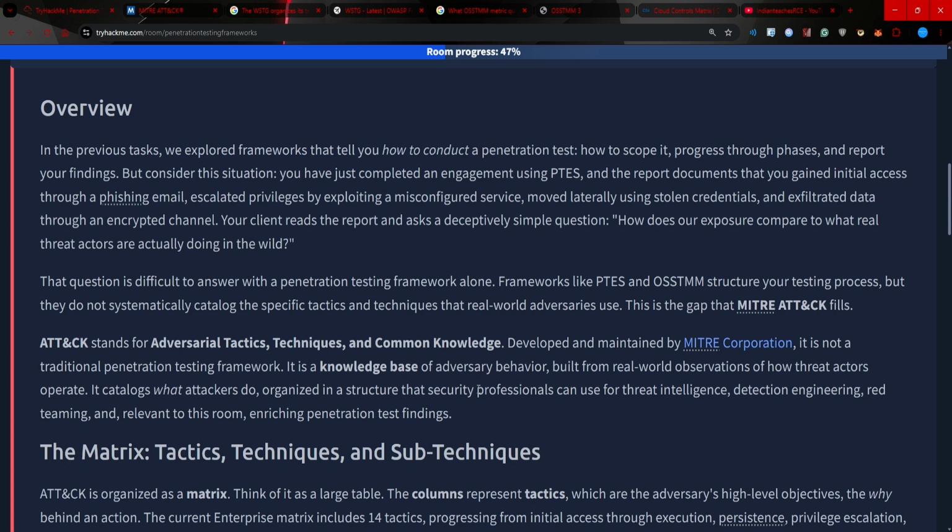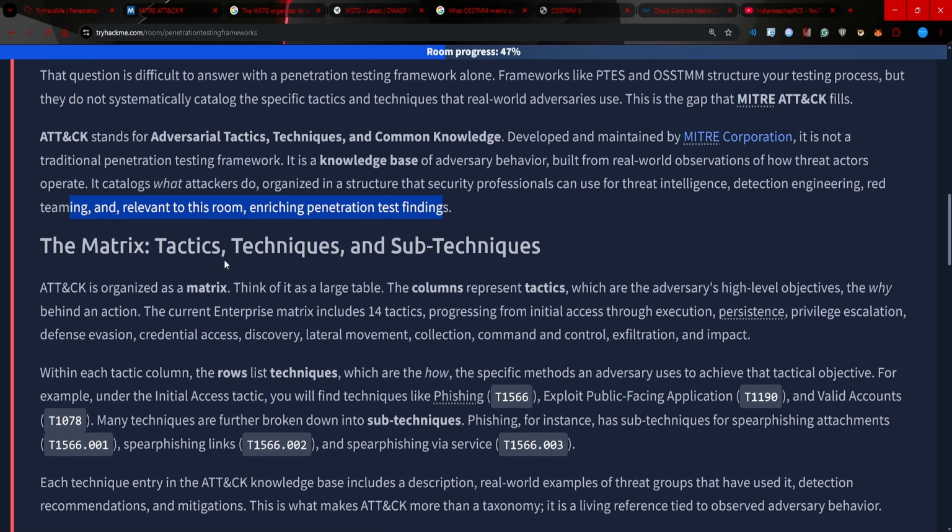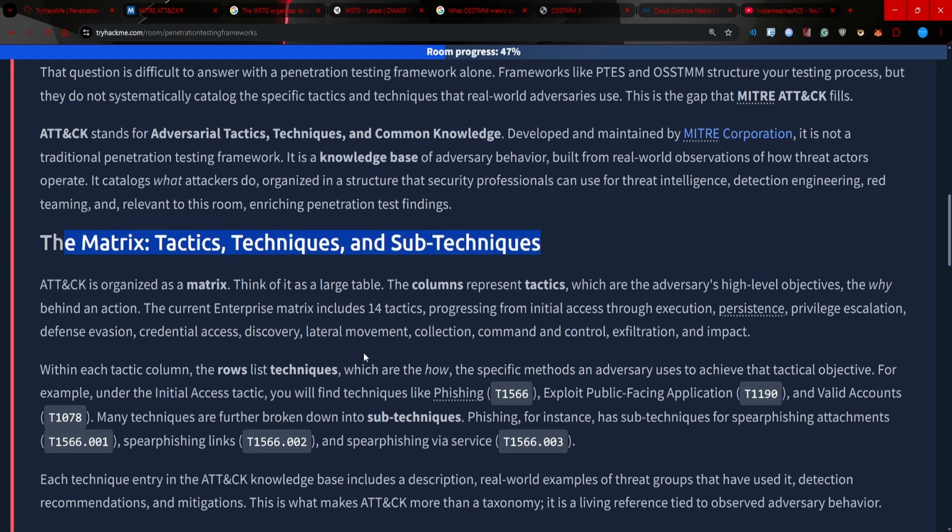So, it's not a traditional penetration testing framework, it's a knowledge base of adversary behavior built from real world observation of how threat actors operate. It catalogs what attackers do, organized in a structure that security professionals can use for threat intelligence, detection engineering, threat hunting, and, relevant to this room, enriching penetration testing fields. The matrix, tactics, techniques, subtechniques.